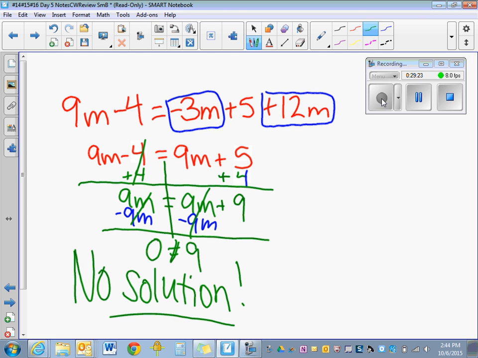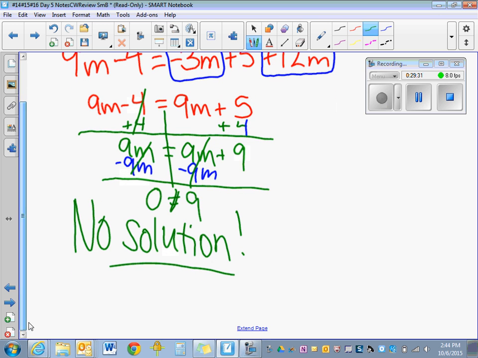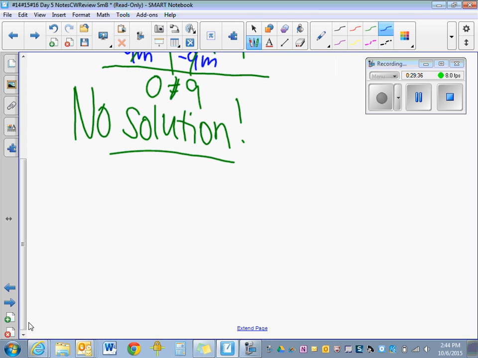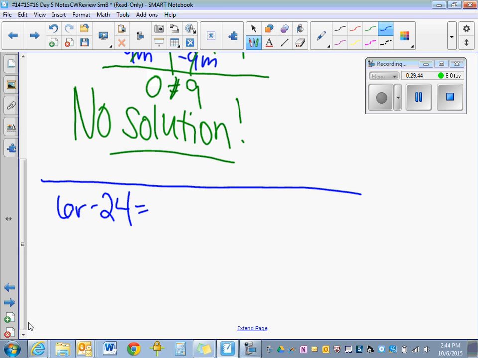Questions? Okay, so let's take a look at number 2, the one next to it. So the next one we have is 6r minus 24 equals 6 times r minus 4. The first step with solving, we need to get rid of those parentheses. Cordell, how to get rid of those parentheses? Distribute.